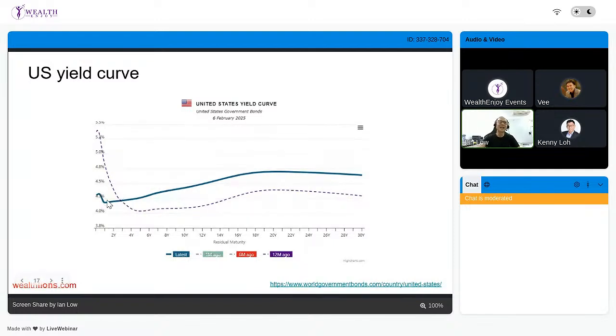The fixed line without the dotted here is the current US yield curve. All right. It is no longer inverted, it is normal. Here at this point, 1 year and above is normal, but at this little point it's still inverted. A bit inverted here, but the rest is normal.